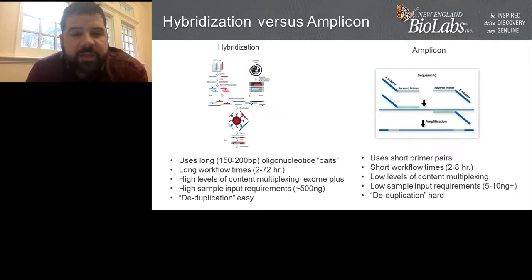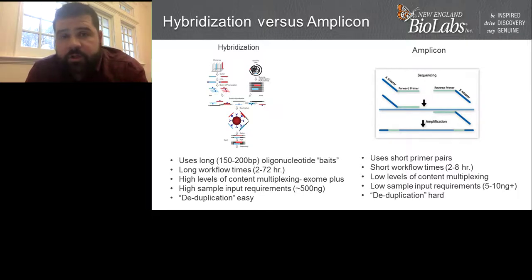In broad strokes, hybridization-based approaches tend to work better for larger enrichment panels up to whole exome and beyond. They tend to have higher sample input requirements, and we'll talk a little bit about deduplication, which is an important factor when we're trying to predict allele frequencies and detect variants. For amplicon sequencing, this tends to use shorter primer pairs, so there is a melting temperature dependency, and because they're shorter, it tends to be more or less normalized than it would be on a longer oligonucleotide as you're looking across different targets.